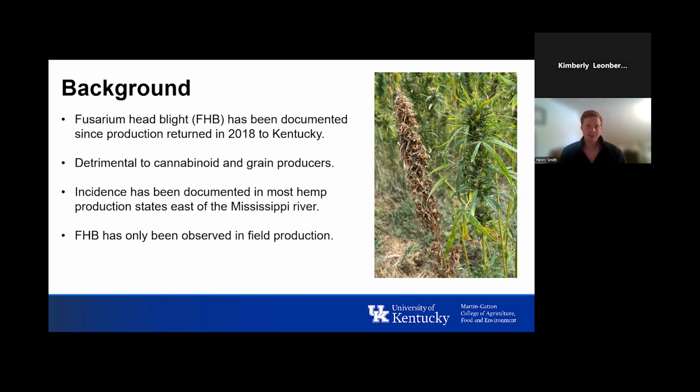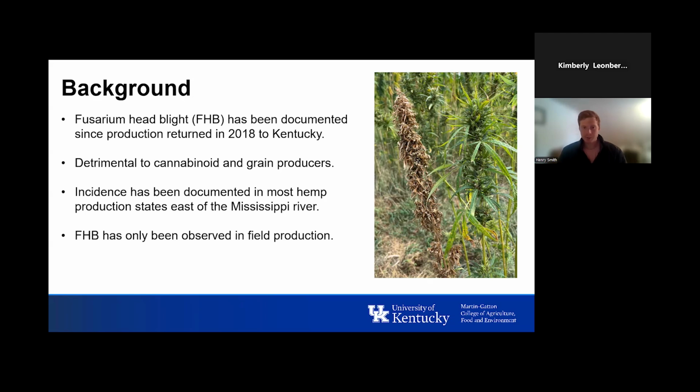This is a disease that has been documented since production returned in 2018 to Kentucky. And it is a disease, as Kim said, that is detrimental to cannabinoid and grain producers. It's not really a problem in fiber production, as this is a disease that affects floral tissues. And with fiber, we're not too concerned about the floral parts of the plant.